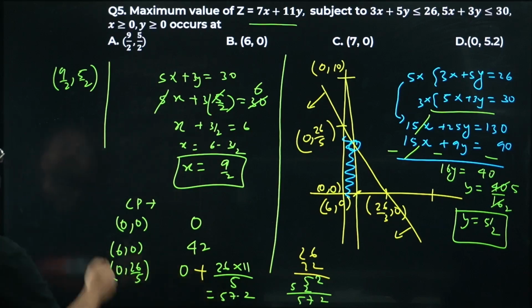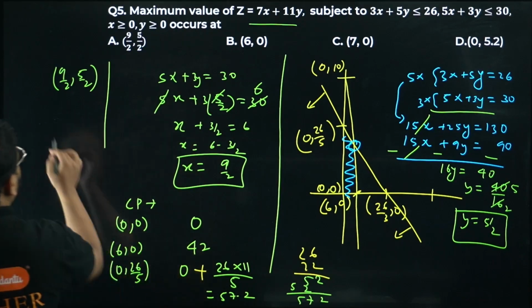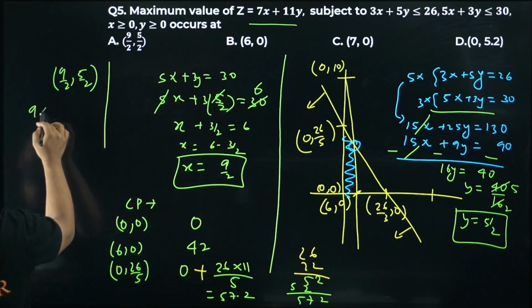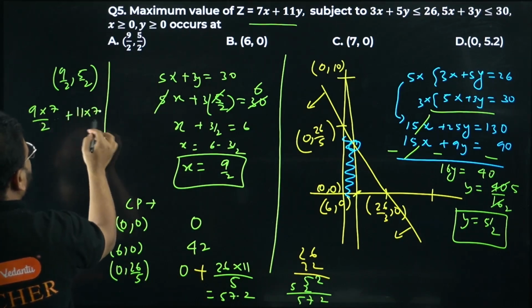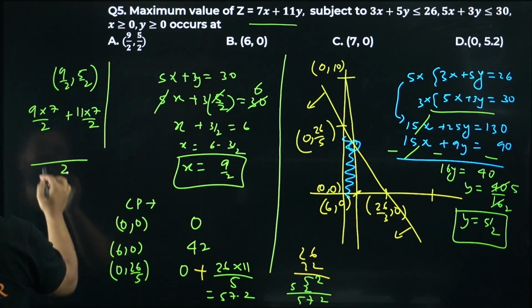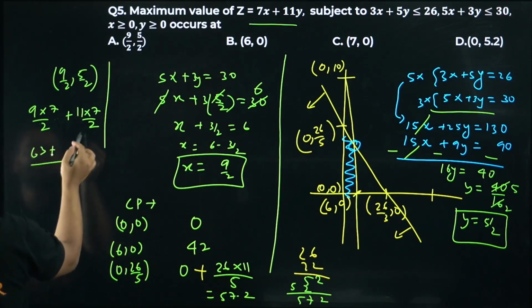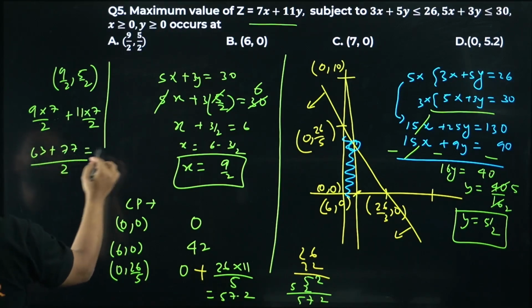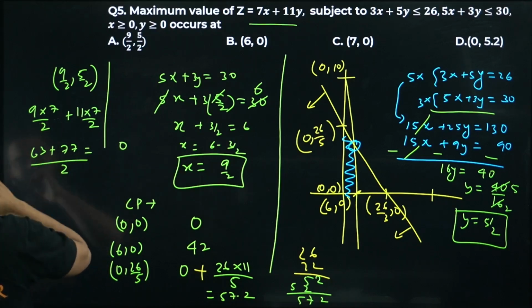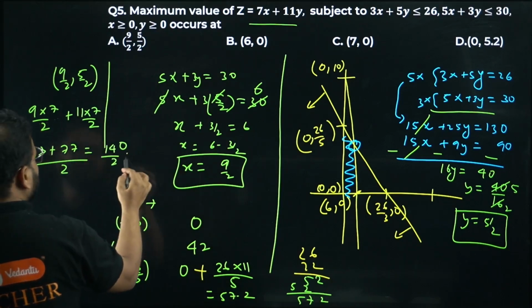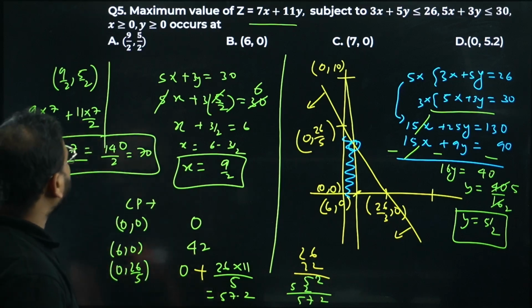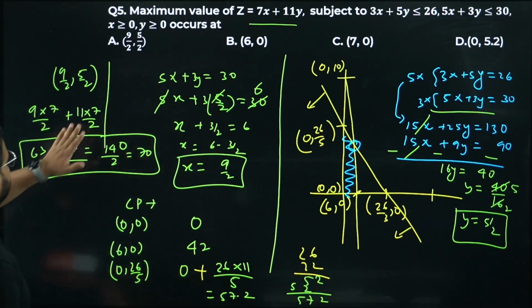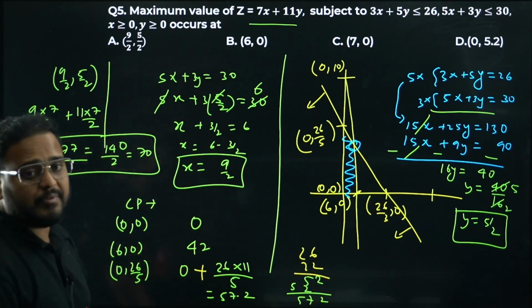Let's check the last one. We have 9 by 2 and 5 by 2. So I'll get here 9 into 7 by 2 plus 11 into 7 by 2. So 2 is the LCM. I get 9 times 7 is 63 and 77, giving me 7 plus 3 is 10, 7 plus 6 is 13, plus 1 is 14, divided by 2. How much is that? 70, right? So this is the value of maxima, I think. Please check. 9 sevens are 63 and 11 sevens are 77, will have 140 only. Answer will be 70, okay.